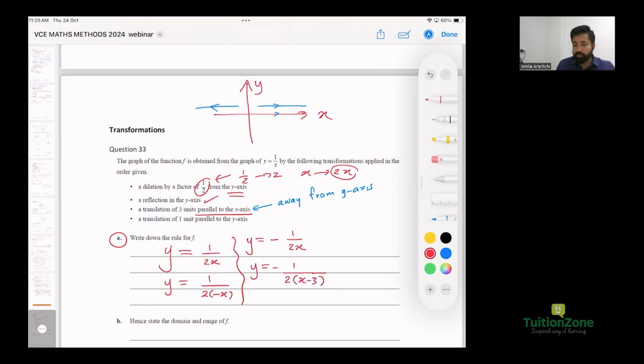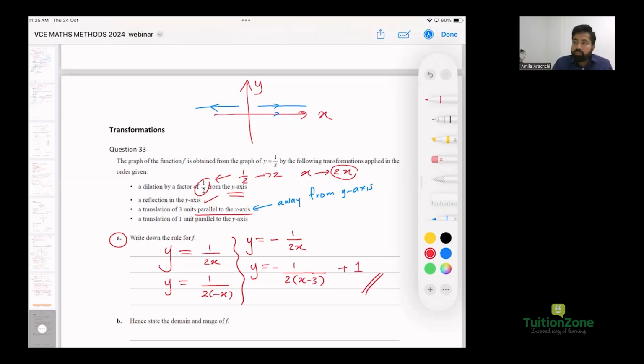That's why you should keep your notes very clear for translations and all the transformations. The last step is 1 parallel to the y-axis. So positive 1, which is plus 1. Done, and that's the final answer. Does that make sense? Any confusion still? Yeah, I get it now. Got it? Perfect.